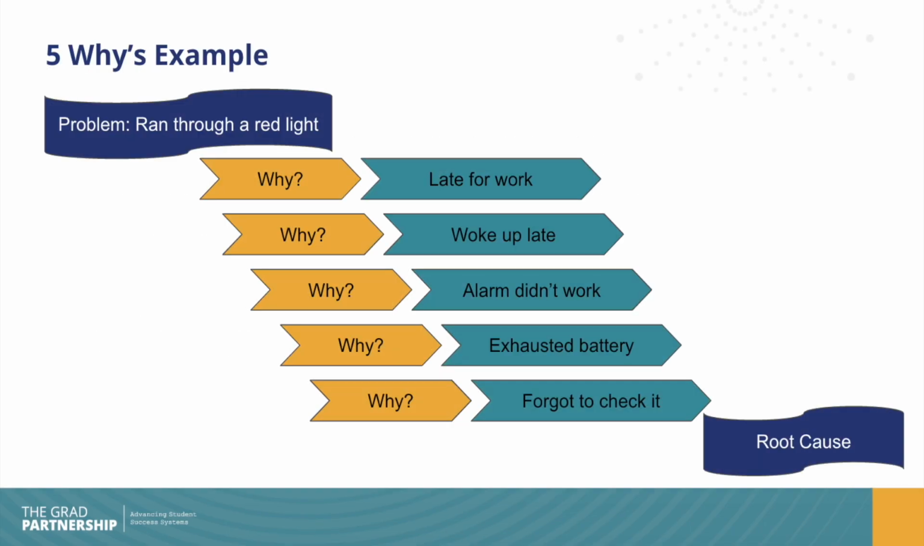Here is a sample of someone using the 5 whys to figure out the root cause of running through a red light. The first why shows us getting to work, and that feels like it would be a good enough reason. But asking why again gets us deeper. The answer to the second why is this person woke up late. And the third why, did they wake up late? Because the alarm clock did not work. The fourth why gets us to the alarm clock's battery was exhausted. And the fifth time we ask why, we finally find out that the clock was out of batteries because this person forgot to check it.